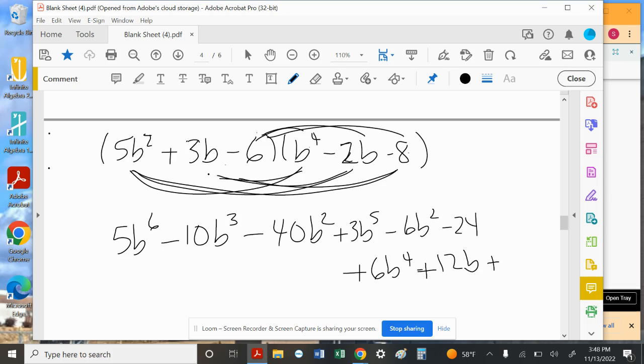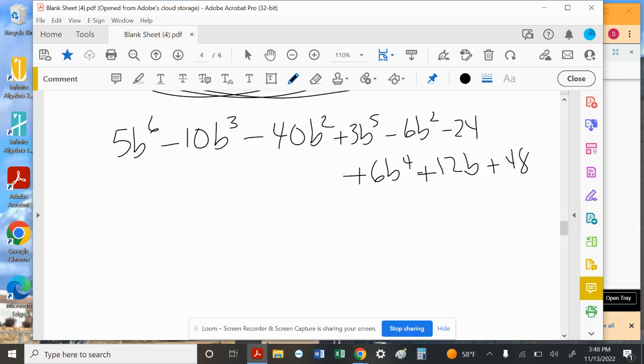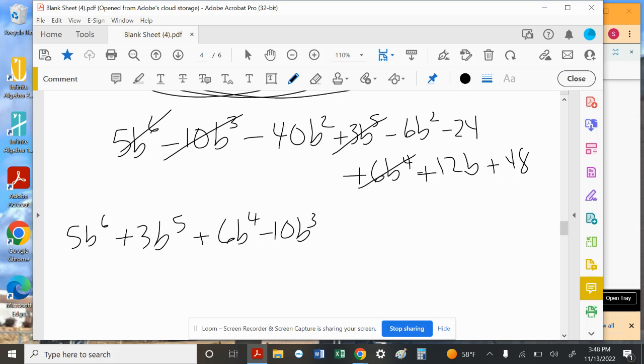And then plus 48. So minus 6 times minus 8. And then what I do is I see, do I have any like terms? I only have 1b to the 6th. I'm going to cross it out so I don't have to worry about it. I have a b to the 5th. I only have 1b to the 4th. I only have 1b to the 3rd.